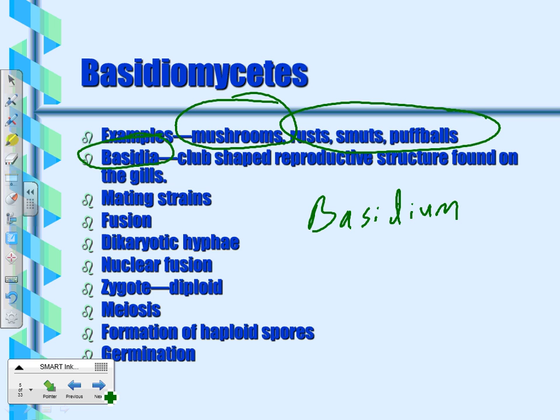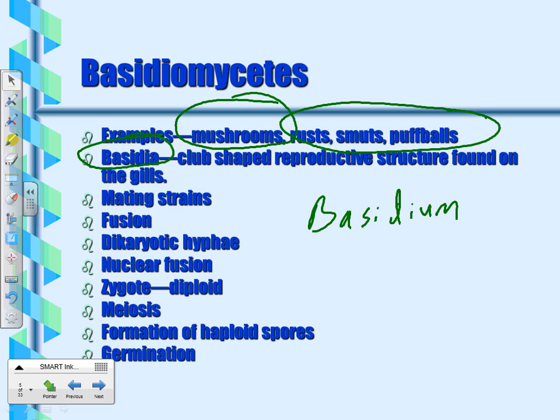But they're club-shaped reproductive structures found on the gills. Now remember, we said the gills of a mushroom are where? Under the cap, right? You got the top part of the mushroom. Just underneath that are those thin, light, gill-like structures. That's where these reproductive organs are at.